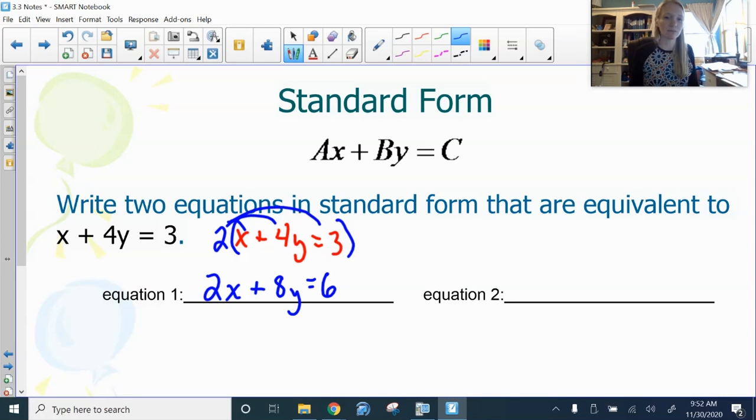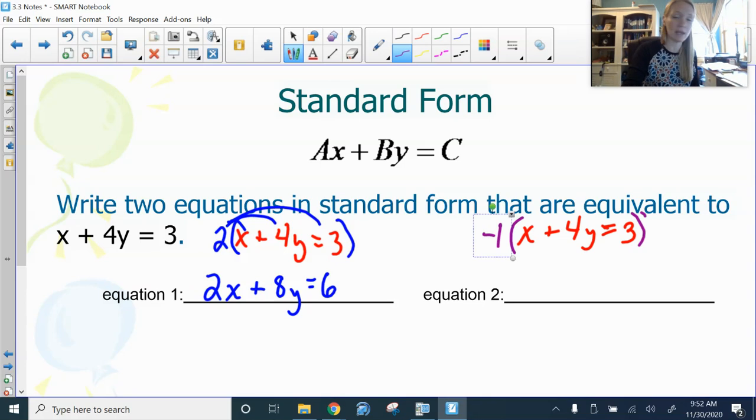Could I multiply by something else? Sure, I could take the equation that I have, or I could take the original, the x plus 4y equals 3. Now here's one that we see a lot. Instead of multiplying by a positive number, I could multiply by a negative. I could multiply by -1, in fact, and that would be equivalent. So it would just be a negative x, or a -1x, and then instead of a plus 4y, we would have a minus 4y, and instead of a positive 3, we would have a -3. There's another example of an equivalent equation.